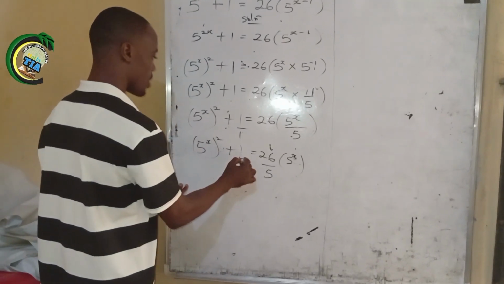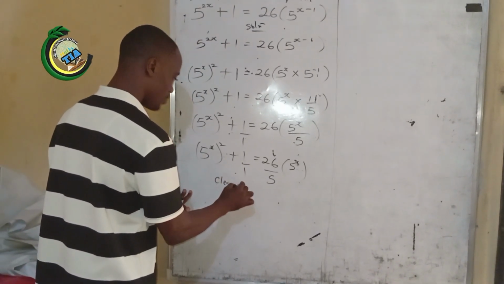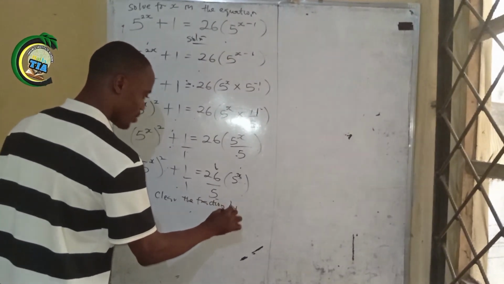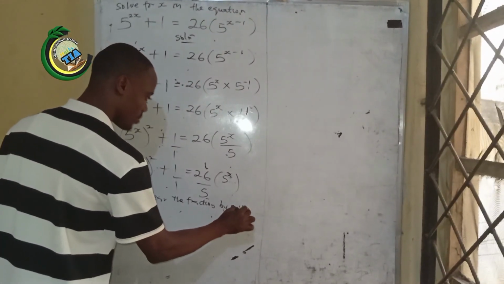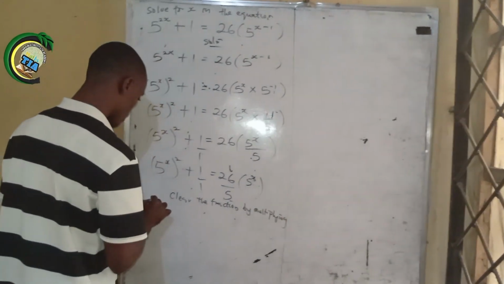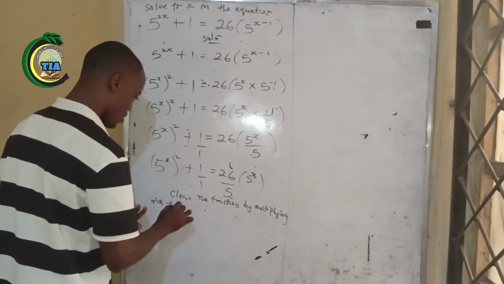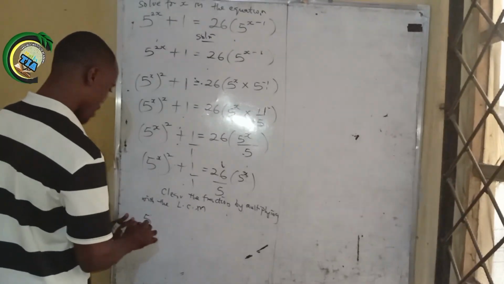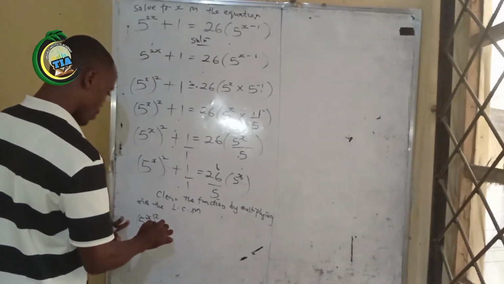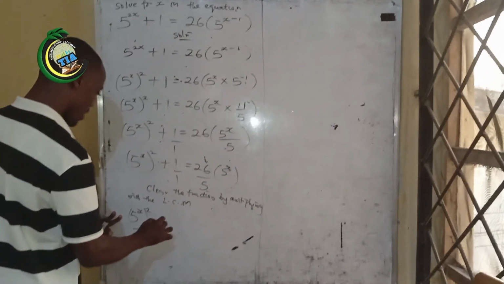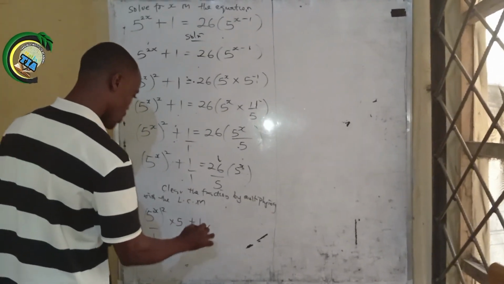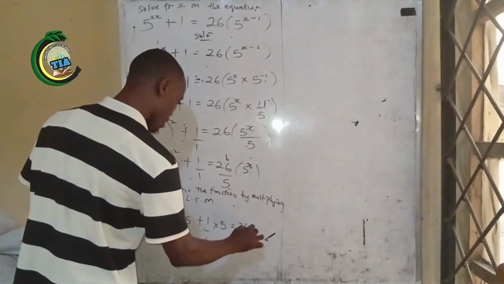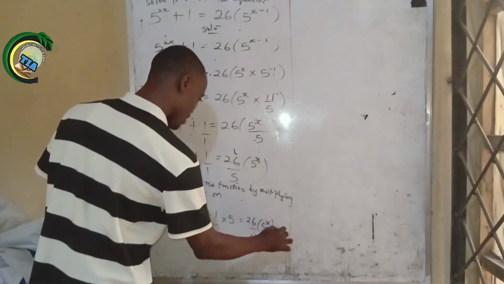So at this point, let us clear the fraction by multiplying with the LCM. So the LCM here is 5. So we have 5 raised to power this over 1 multiplied by 5 plus 1 over 1 multiplied by 5 is equal to 26 over 5 in 5 raised to power x multiplied by 5.